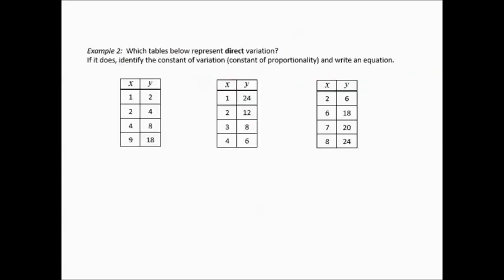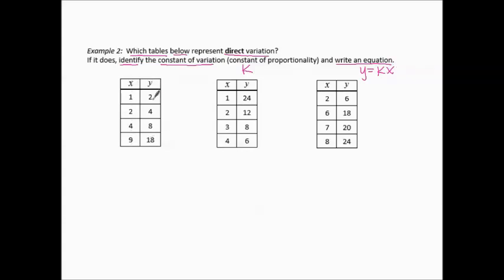Let's take a look at some tables. In example 2, we want to determine which tables below represent direct variation. If it does, identify the constant of variation and write an equation. So we want to find k and then write an equation in y equals kx. So let's look at our first table here.